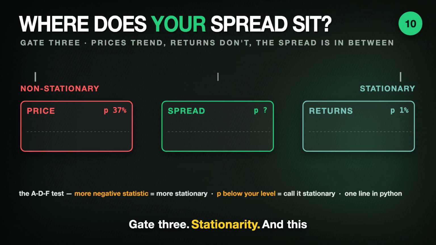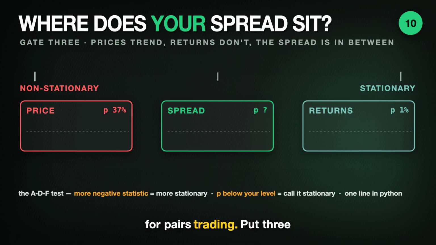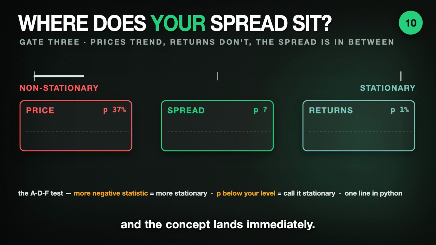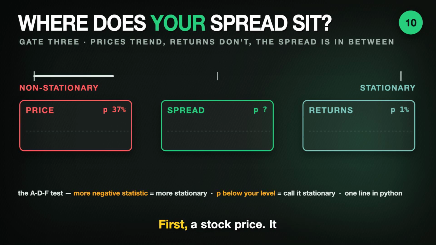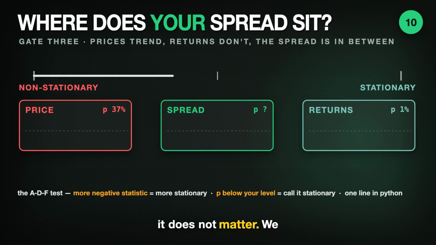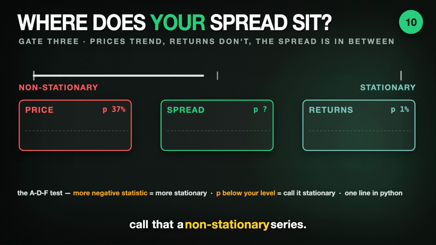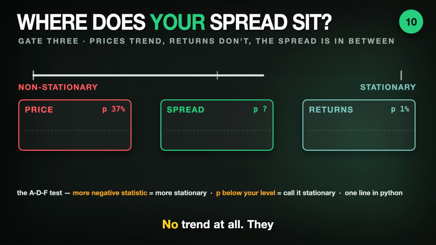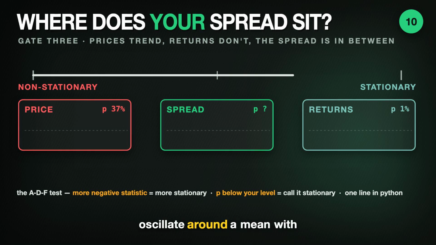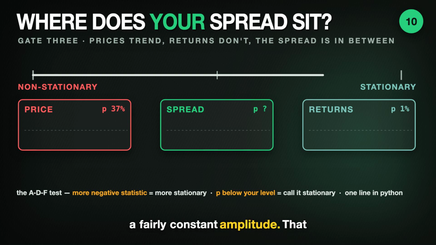Gate 3, stationarity, and this one is a necessary condition for pairs trading. Put 3 time series side by side, and the concept lands immediately. First, a stock price. It trends, up or down, it does not matter. We call that a non-stationary series, a random walk. Second, returns. No trend at all. They oscillate around a mean with a fairly constant amplitude. That is a stationary series.